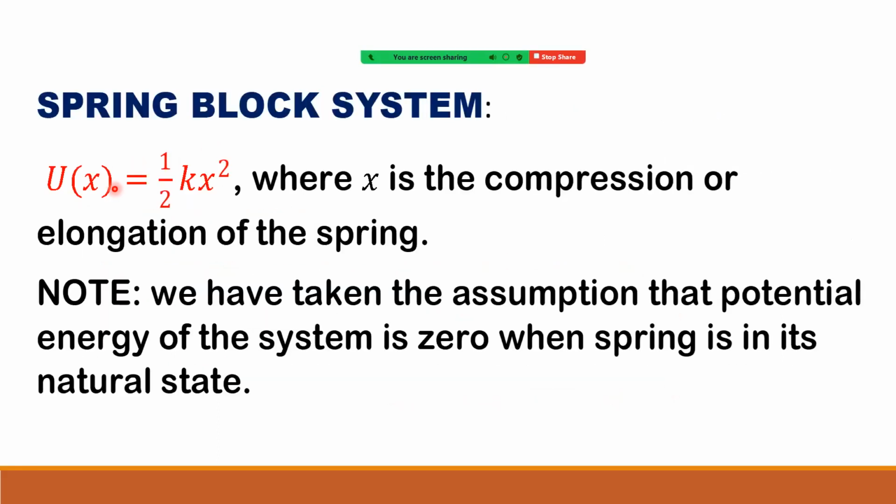Next, the spring block system. It is half k x square, where x is the compression or elongation of the spring. And here the assumption we have taken is that the potential energy of the system is 0 when the spring is in its natural state. So these assumptions we have to remember while solving problems.